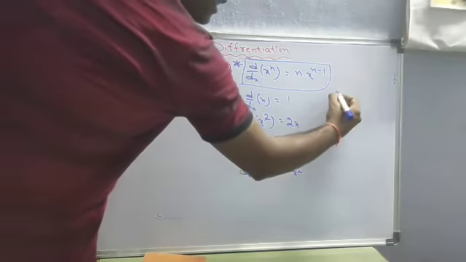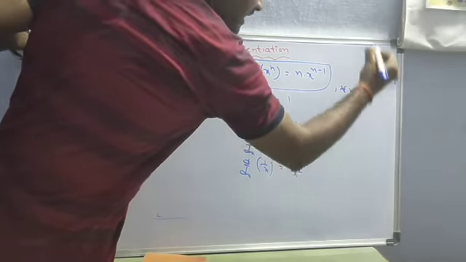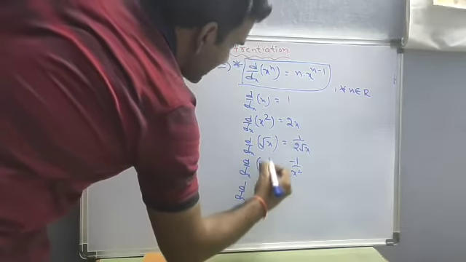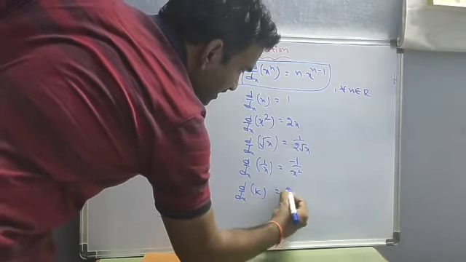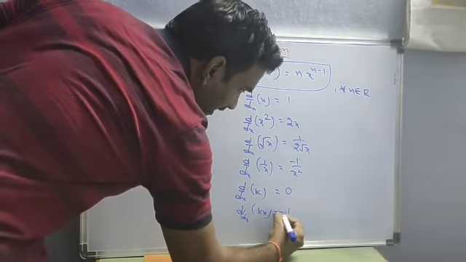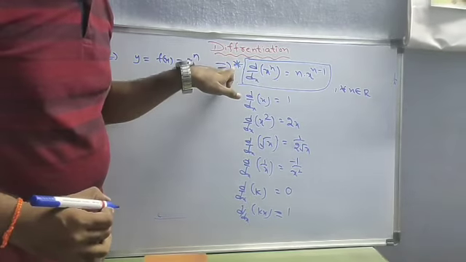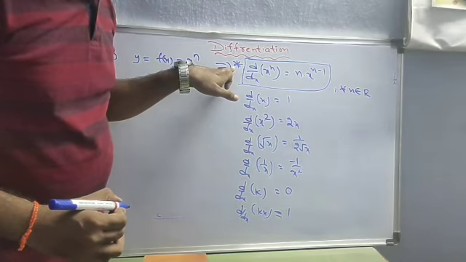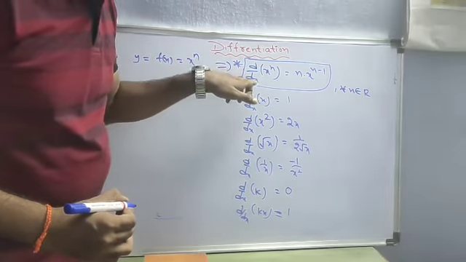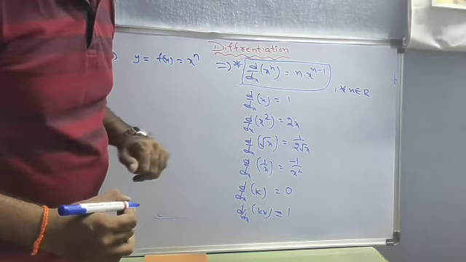We can derive this for all n belonging to real numbers. Like that, d by dx of a constant value, x power 0 or a constant, you will get 0. d by dx of kx equals k. So these are all applications of this formula. This is the important formula in algebraic functions. This one is major, and these are all applications of this formula. Okay, right.